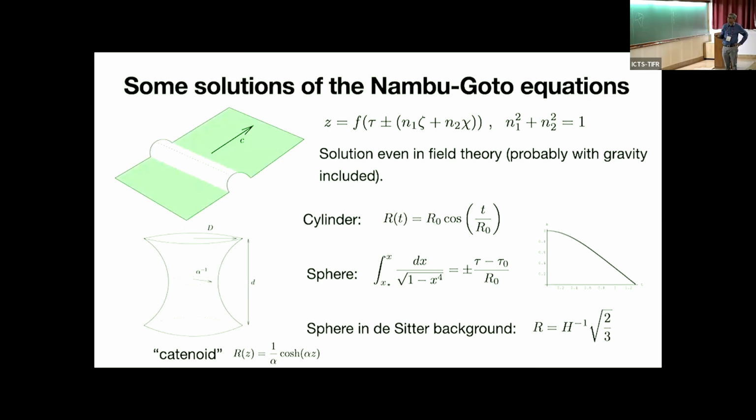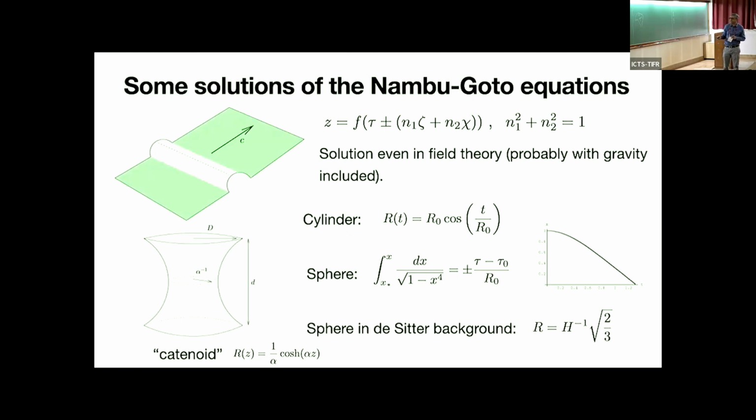You can have a spherical domain wall that will collapse, and the radius collapses in this way. You have to do this integral. You can have a sphere in de Sitter background, which is stationary, so if the radius is given by the inverse Hubble scale, then you just have a domain wall sitting still in de Sitter space. It's unstable, nonetheless, it's a solution.